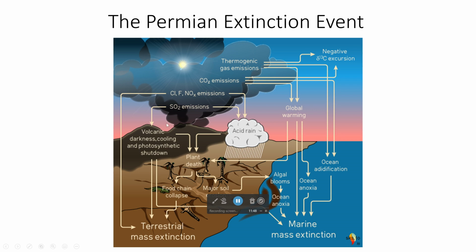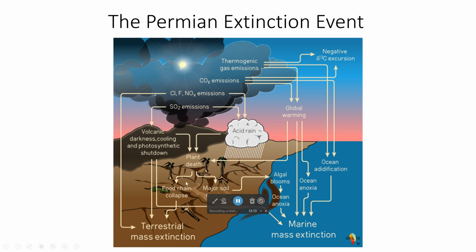There could have been quite a bit of volcanic darkness and cooling from volcanic emissions, which could have released sulfur dioxide and other toxic noxious gases into the air. This could have influenced acid rain development, which all would have factored into plant death and food chain collapse, major soil collapse and soil erosion.